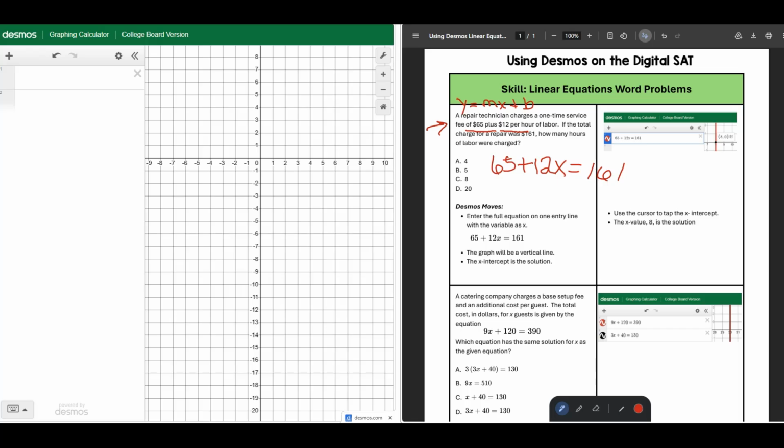Now, if that is confusing because I put the y-intercept first and then the slope and then the 161, if you need to reverse that into the slope-intercept form so that you feel more comfortable, you're welcome to do that. From here, what you'll need to do is grab your Desmos graphing calculator and type the equation in. So take care of that.